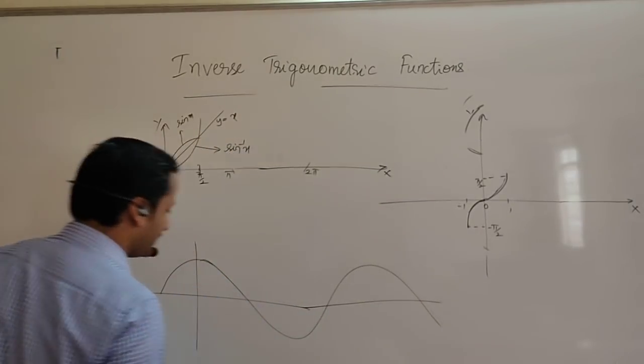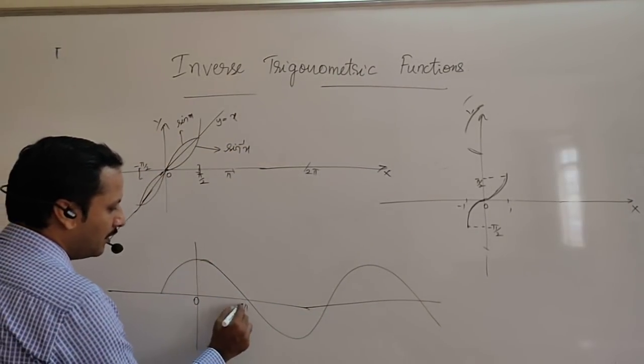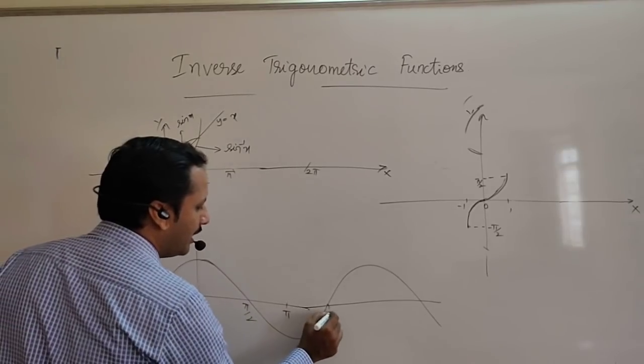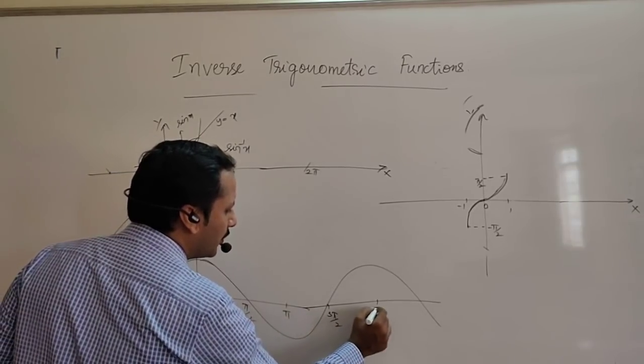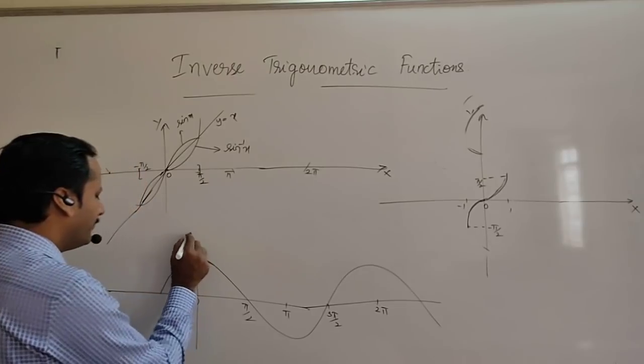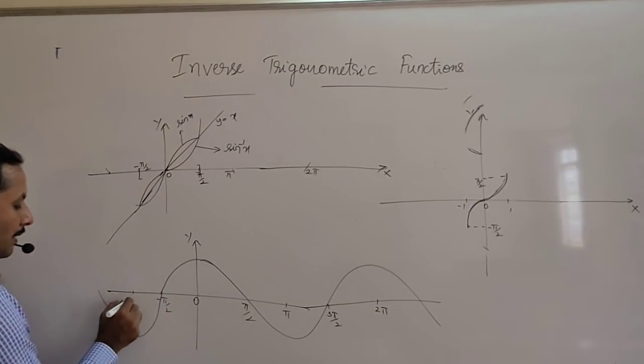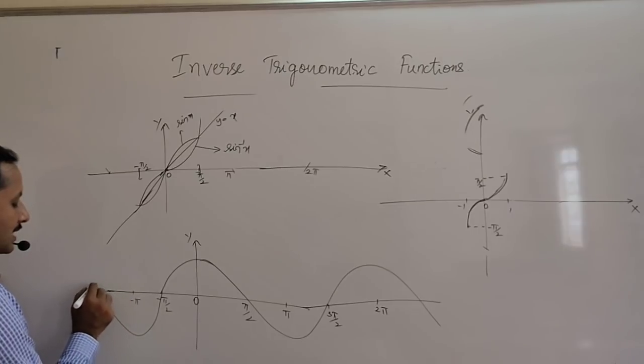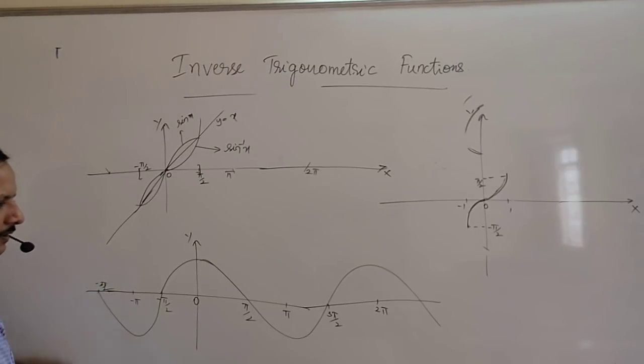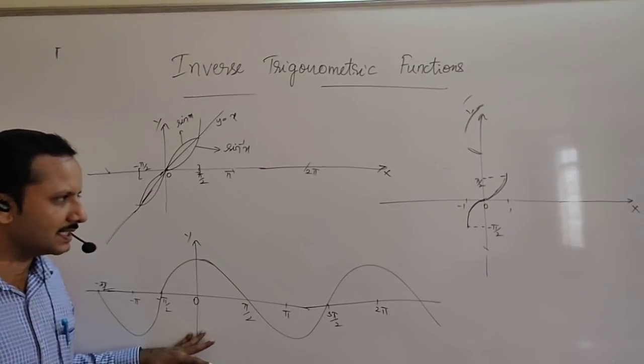This is the graph of cos x. This is 0, pi by 2, pi, 3 pi by 2, 2 pi. And on the other side, minus pi by 2, minus pi, minus 3 pi by 2, and so on. This is the graph of cos x.